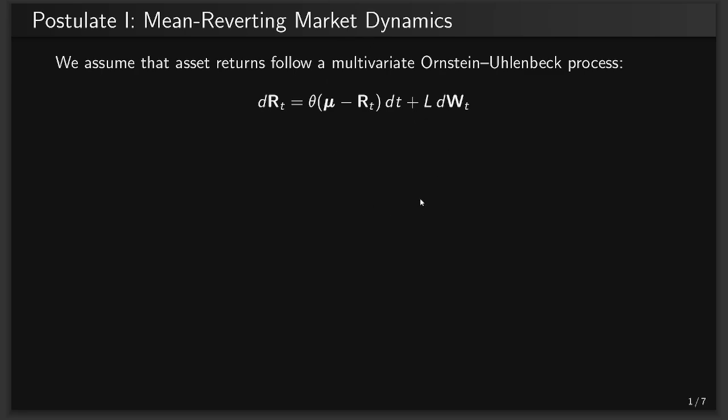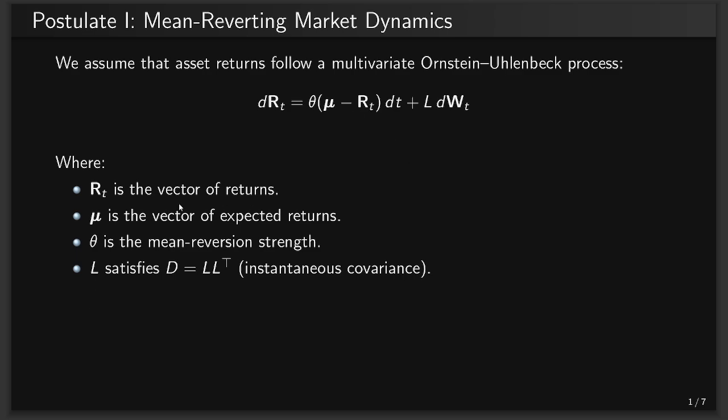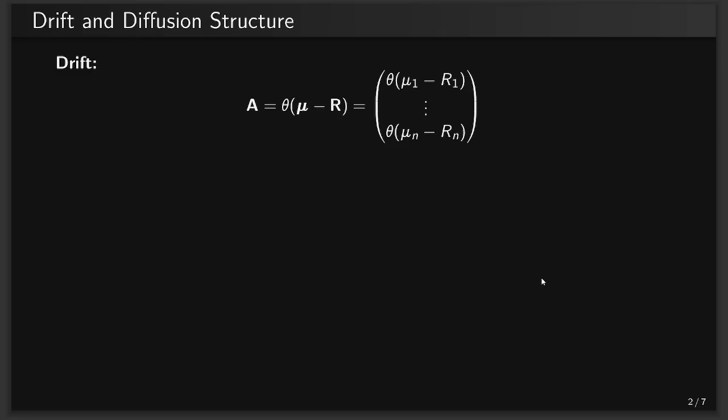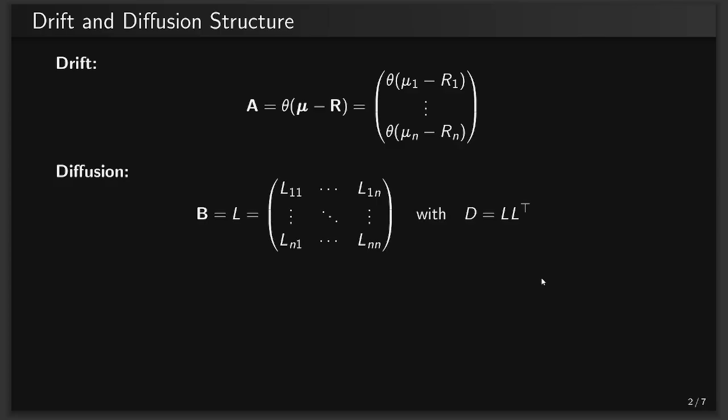Plus L is the Cholesky decomposed covariance. So everything here, R sub t, mu, theta, and L. And of course it's a square matrix, and it has to be positive definite, right? This D right here, you can think of as instantaneous covariance. So let's just set this vector to equal A, and set the diffusion to be B.